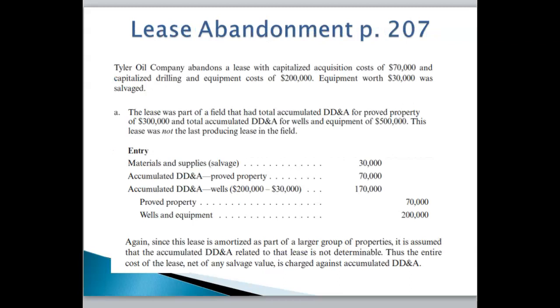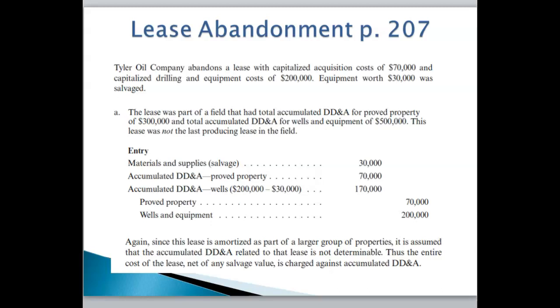We're going to look at an example on page 207. Tyler Oil Company abandons the lease with capitalized acquisition costs of $70,000 and capitalized drilling and equipment costs of $200,000. Equipment worth $30,000 was salvaged. The lease was part of a field that had total accumulated DDNA for proved property of $300,000 and total accumulated DDNA for wells and equipment of $500,000. This lease was not the last producing lease in the field.